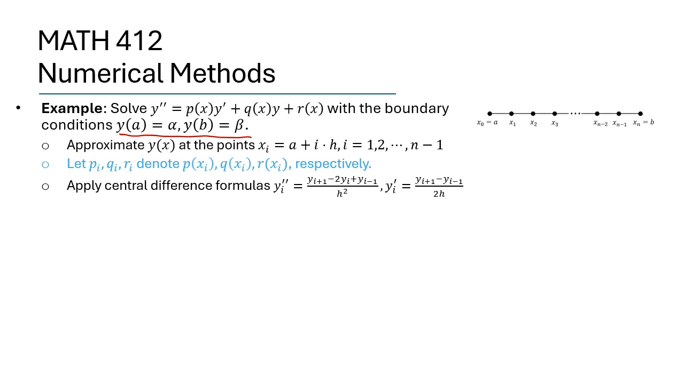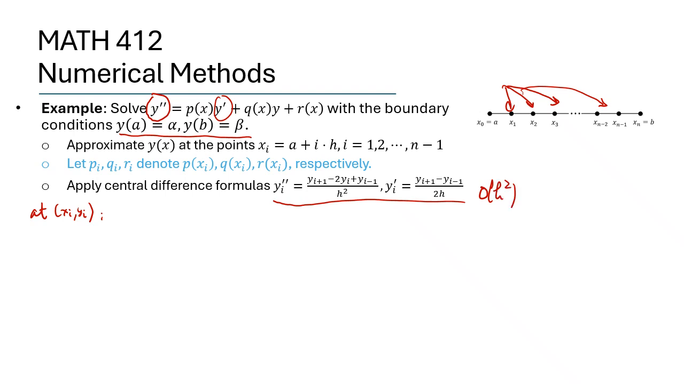At the points xi, yi, we'll see what we will do. Here we have a second derivative and a fourth derivative. We'll choose formulas here like this. Now we're supposed to apply this. Both have big O of h squared as their truncation error.